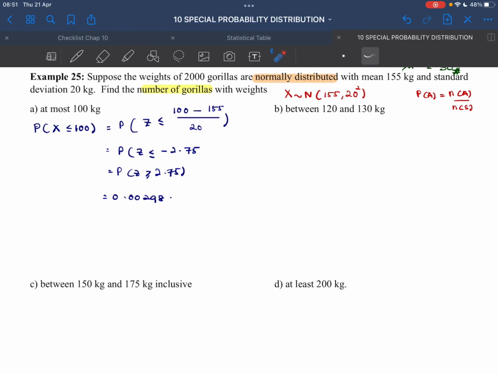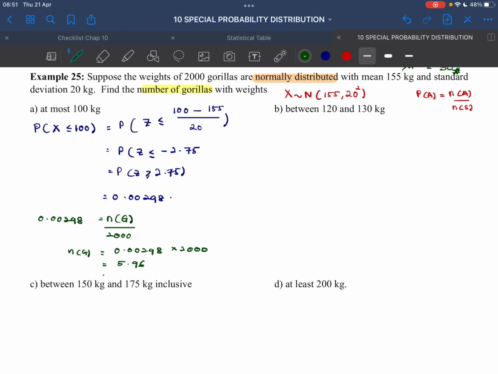But remember the question asks about the number of gorillas. So we want to find the number of A here. So we have P(A), our P(A) is 0.00298 equals to number of gorillas, let's put that as number of G, over the total sample space, which is 2000. So the number of gorillas with weight at most 100 kg is equals to 0.00298 multiplied by 2000, and here we have the answer 5.96. Okay, so gorillas are living things, so it must be a fixed number, a whole number.